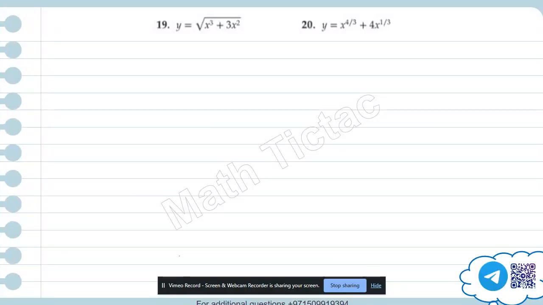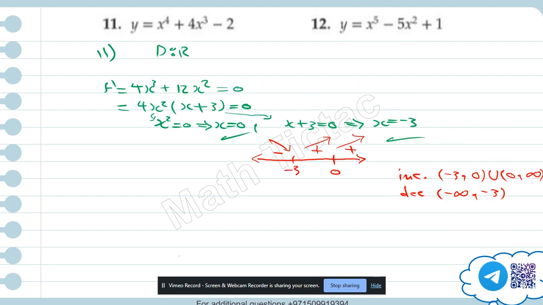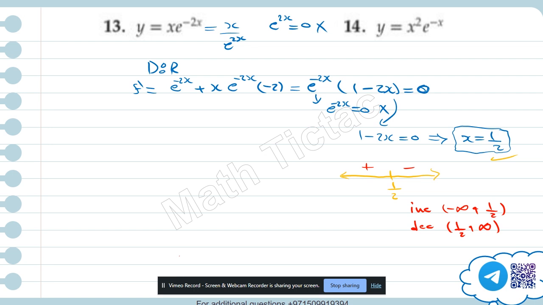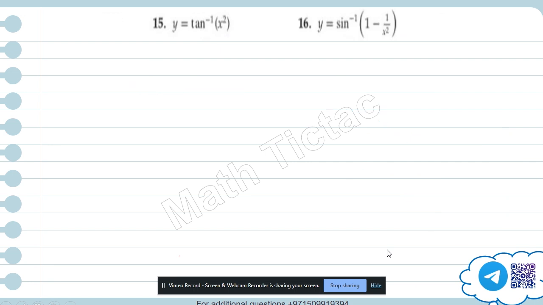We will see how we can do this in inverse functions and rational functions, square root, and in here if we have power functions, or if we have also exponential, we already solved a question like this one. Okay, so next video inshallah we will solve questions 15 and 16.